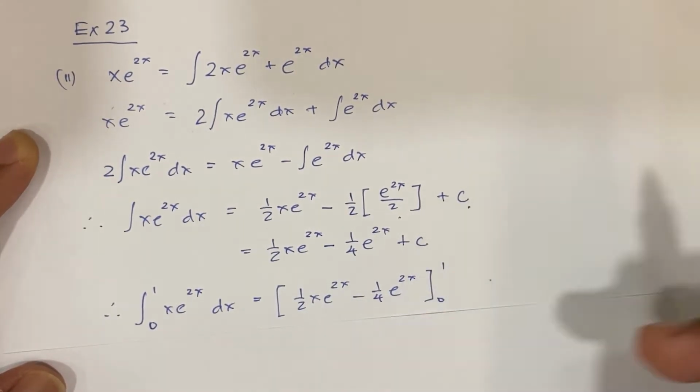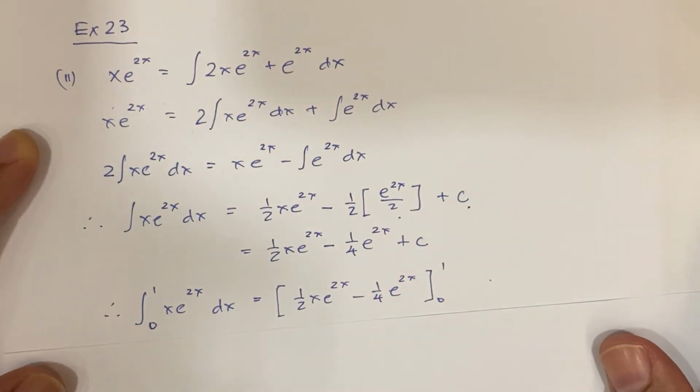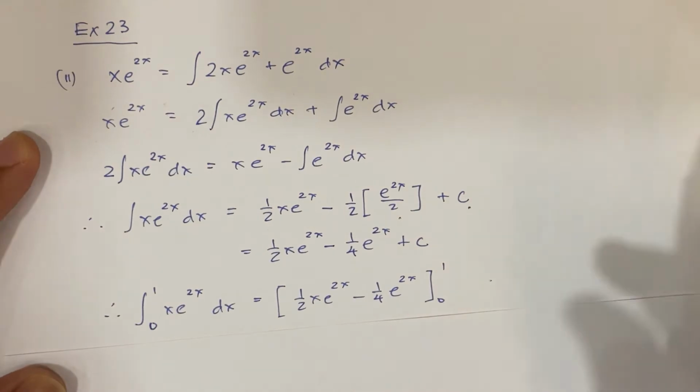At this step, the c disappears. So you must know when you need to write the c and when you need not write the c. Whenever you place the limits to this integration, the c will disappear.